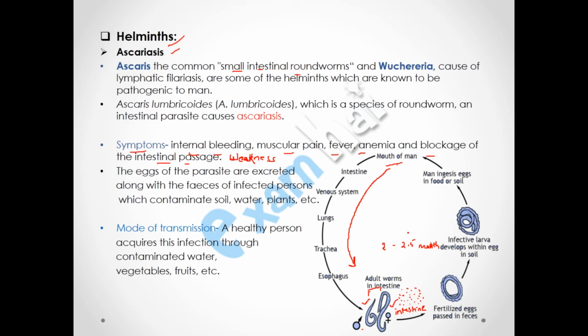So the control measure is disposal of human feces by underground sewage system, and washing vegetables and fruit before consuming them, and parents should ensure that children do not have the habit of taking soil inside the mouth. So these are some of the control measures.